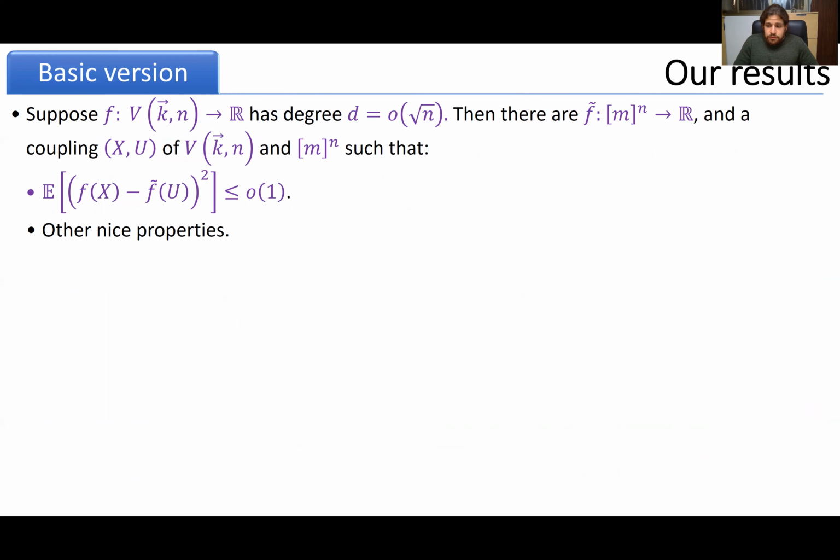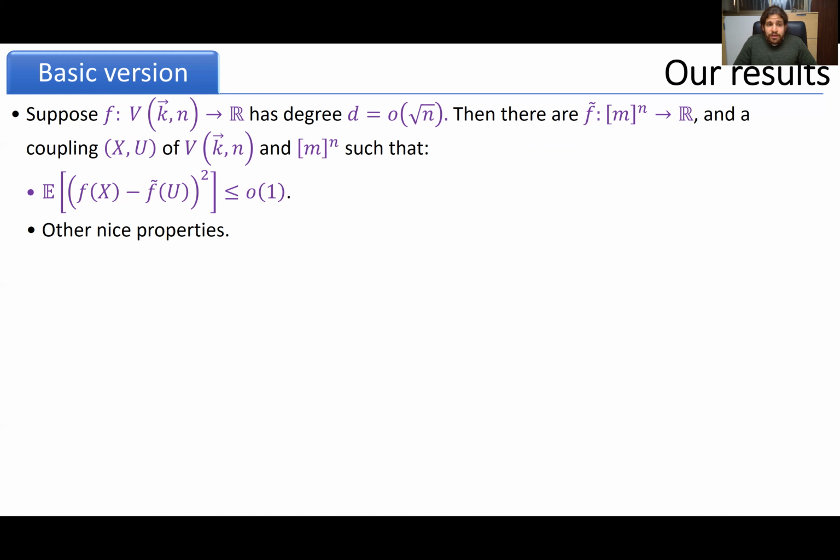So what is our result? This is a technical statement of our main result. It says the following. Suppose I have a function f of degree smaller than square root of n. Then I can find another function, f tilde, on the product space, as well as a coupling between the multi-slice and the product space, x and u. By that I mean just a jointly distributed pair of random variables where x is uniform over the multi-slice and u is uniform over m to the n.